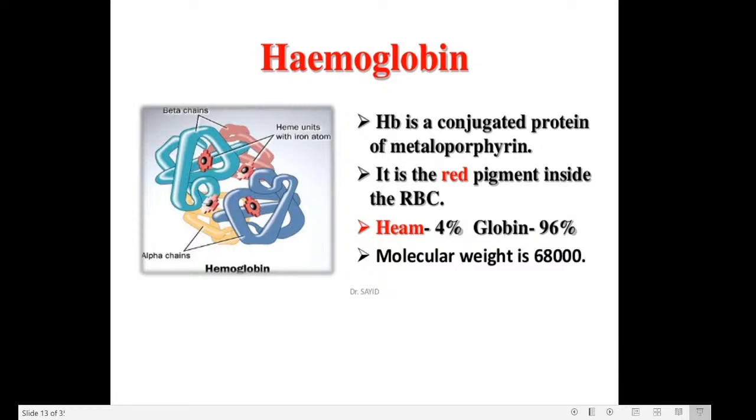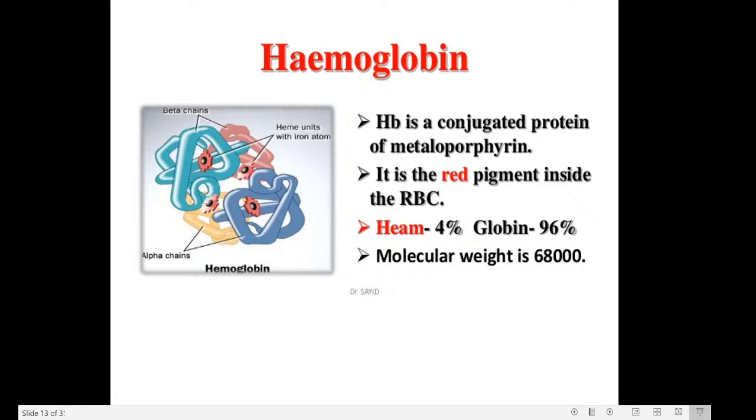Hemoglobin is a conjugated protein of the metalloproteins. It has the beta chain with iron atoms, and the alpha chains are also there. It has 4% heme and 96% globin. Its molecular weight is 68,000.